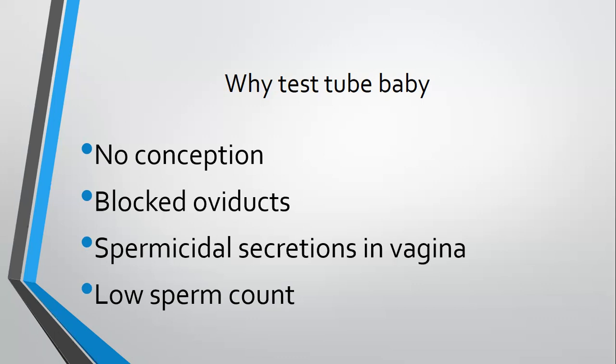Low conception, blocked oviducts, and spermicidal secretion and low sperm count. So they will take out the sperm from the male, they will concentrate it by centrifugation or different techniques, and then they will transfer it into the female, or they can use in vitro. They can fertilize the sperm and ovum outside, or they can inject the sperm by artificial insemination.